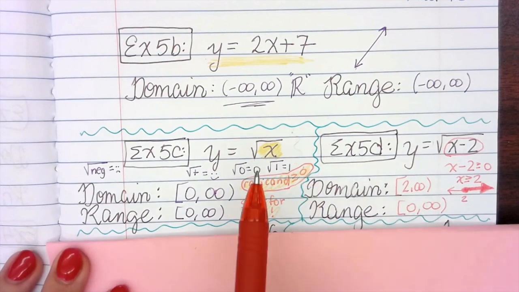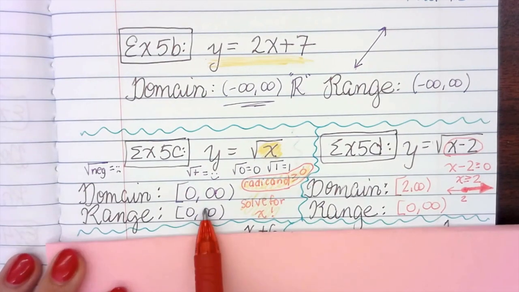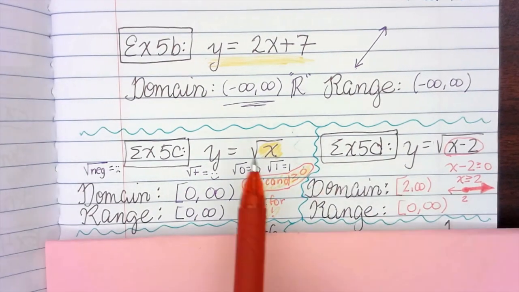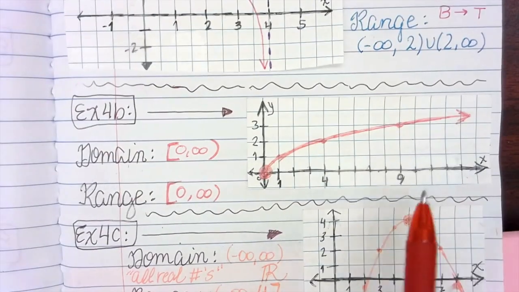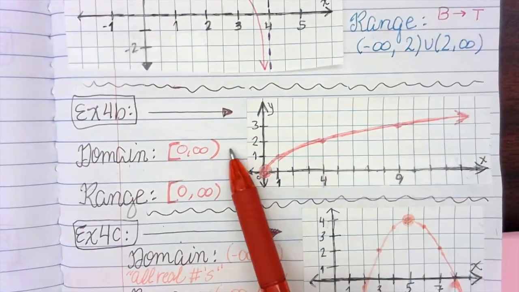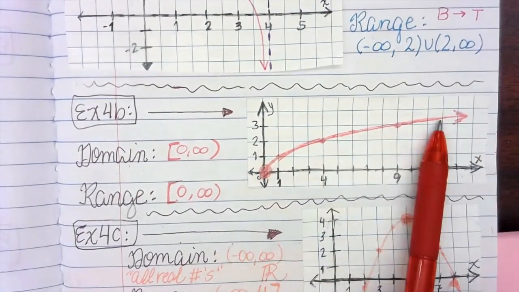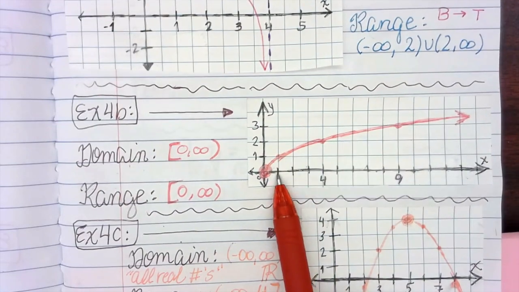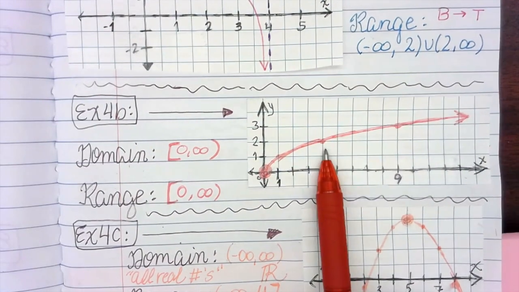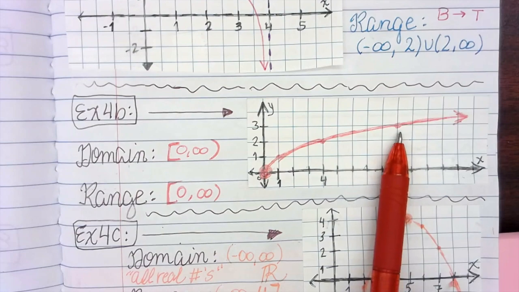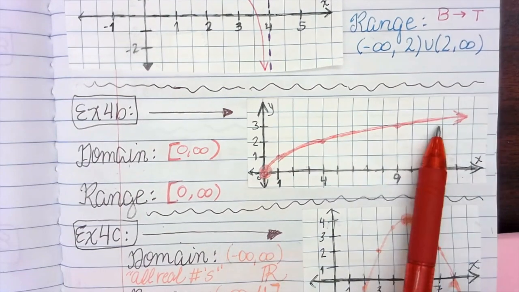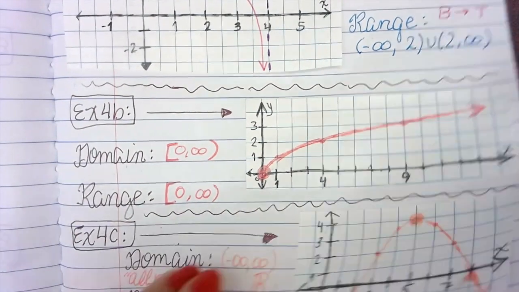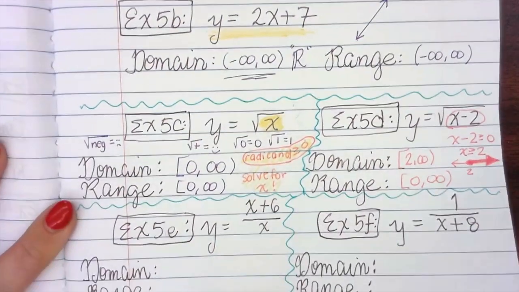Now, before I move on to the other two, this one right here, see the domain and range? This is actually the equation that corresponds to this graph. See? Picture-wise, this is what it looks like. If I plug in 1, I get 1. Well, that's because the square root of 1 is 1. The square root of 4 is 2. The square root of 9 is 3. The square root of 0 is 0, and so on. Okay?